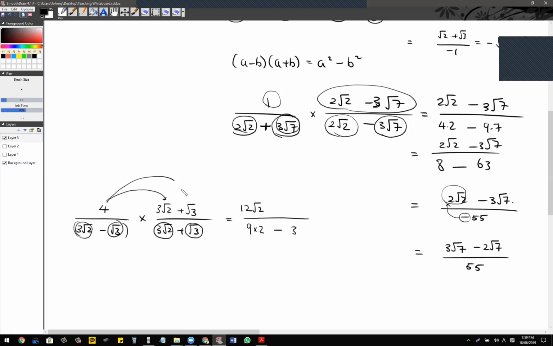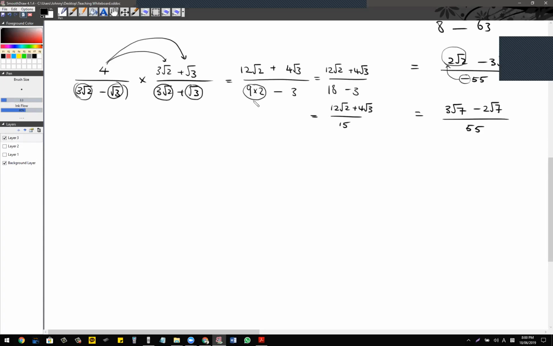And this one times this one is 4 root 3. And that's plus. Oh, yeah. Okay, I accidentally multiplied the 7. That's 18 minus 3, 12 root 2 plus 4 root 3. So this is 15, 12 root 2, 4 root 3. Yep. Okay. So that would be the answer.